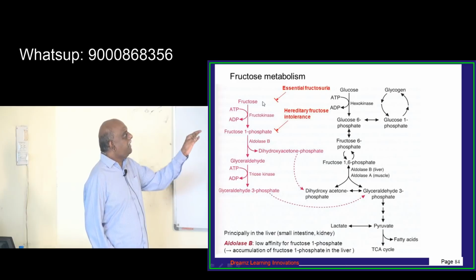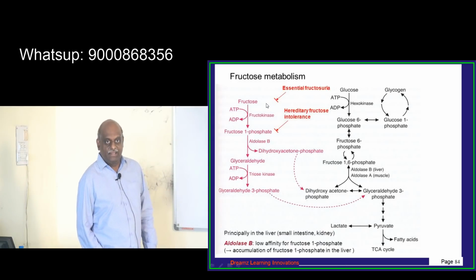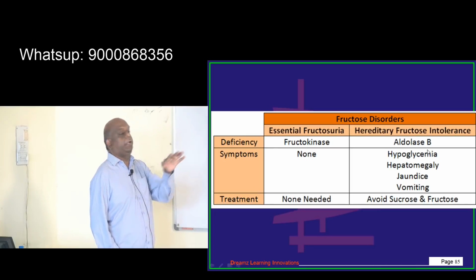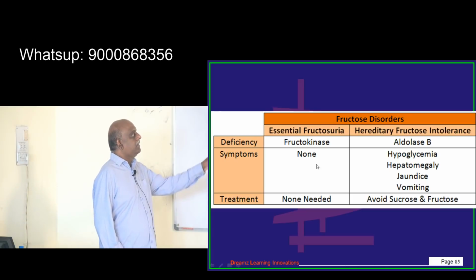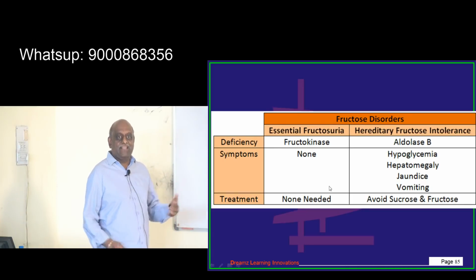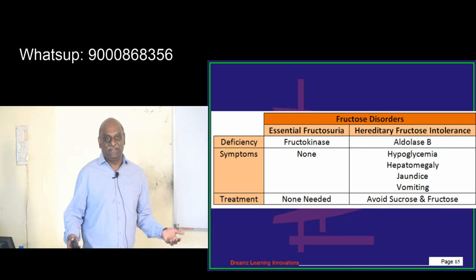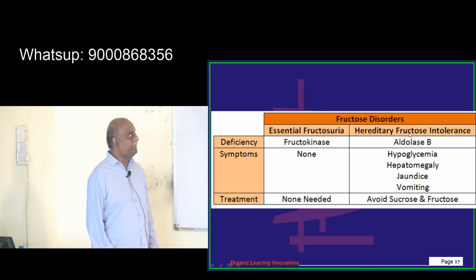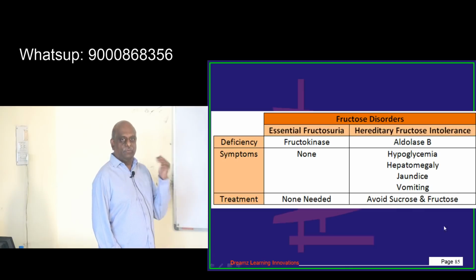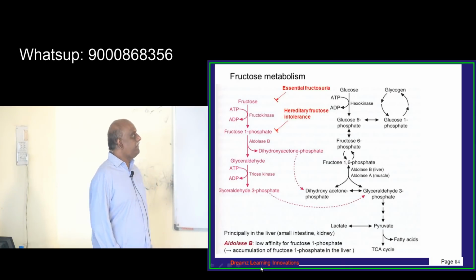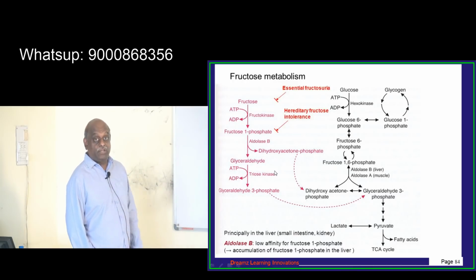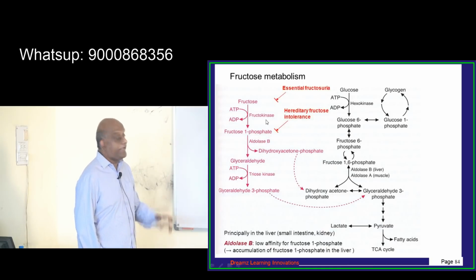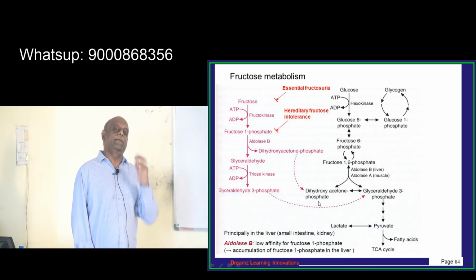Now doctor, a very common question in the exam: difference between essential fructosuria due to fructokinase deficiency versus hereditary fructose intolerance due to aldolase B deficiency. Which is more severe? Fructokinase deficiency is essential fructosuria, like essential hypertension, no symptoms. But hereditary fructose intolerance causes hypoglycemia, hepatomegaly, jaundice, vomiting, it is a dirty situation. Just one enzyme, see how much difference there is. Aldolase B means life becomes difficult. With fructokinase deficiency, life goes ahead.